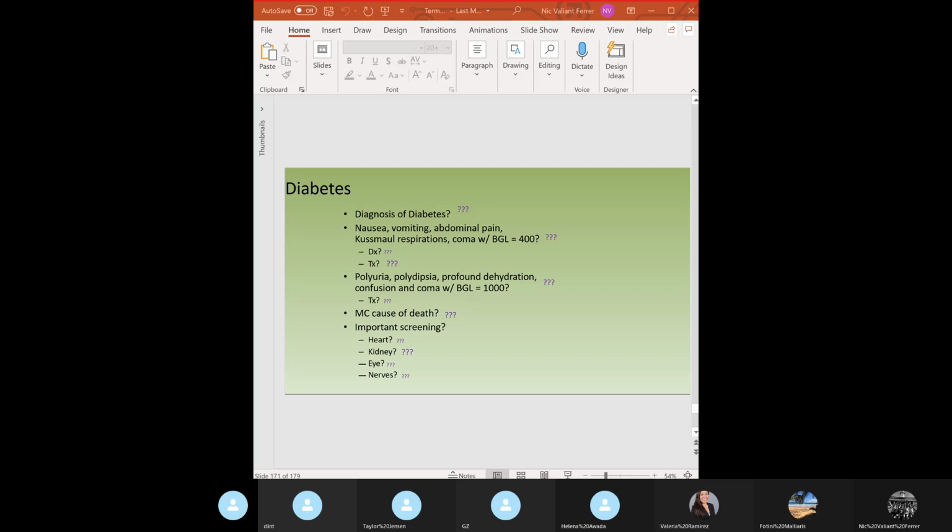What do you think is the diagnosis for this? Blood glucose is 400. DKA. How do we diagnose it? We would look for ketonuria, ketones in the urine. Ketones in the blood and urine. Excellent. Hyperkalemia. And what else? Proteinuria, of course. Elevated bicarb.